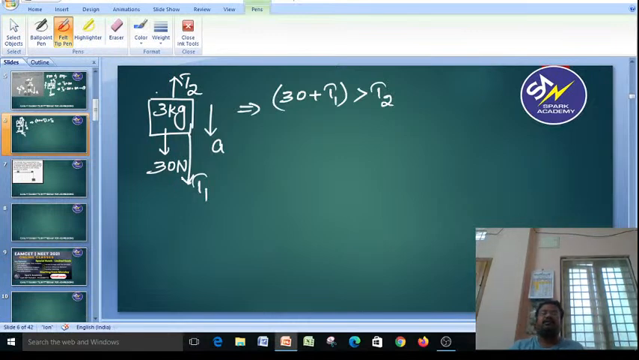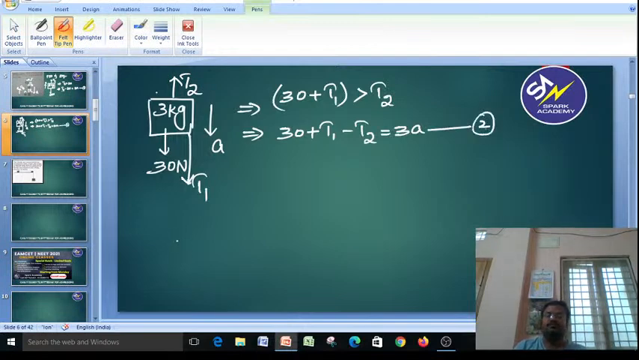The block is coming in the downward direction. Based on that, I will try to frame the equation. Net force acting on the 3 kg block means 30 plus T1 minus T2 is equal to mass into acceleration, that is 3 into A. This is equation 2.